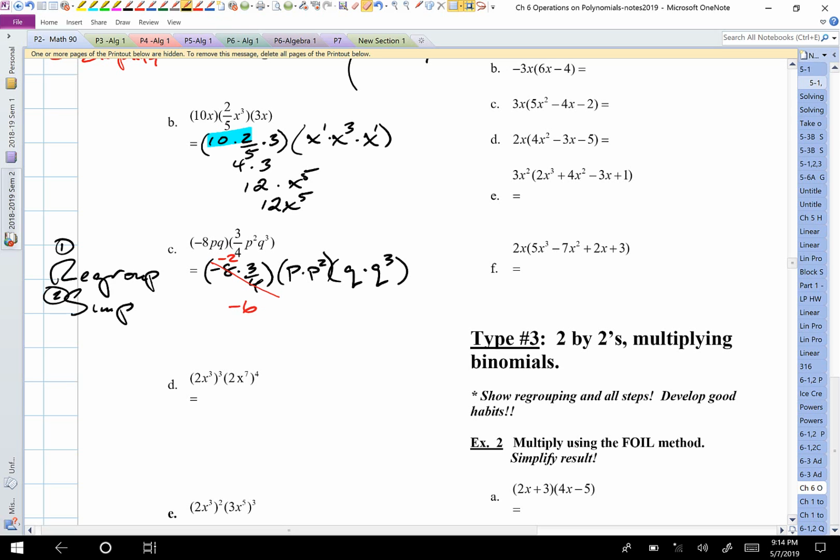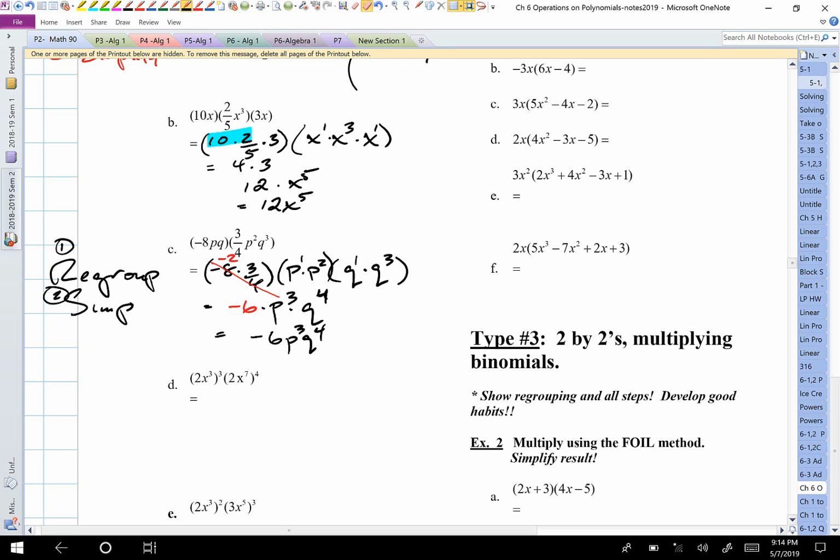Okay, and then p to the first times p squared is p cubed. All right, q to the first times q to the third is q to the fourth. All right, everything's being multiplied. So you just write it as negative 6p cubed times q to the fourth. You can put the dot in the middle for multiplying if you like, but it's not necessary.